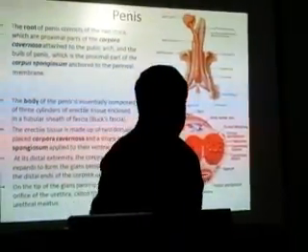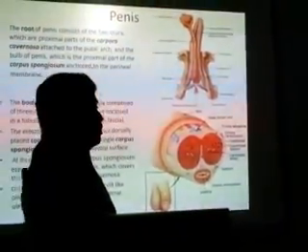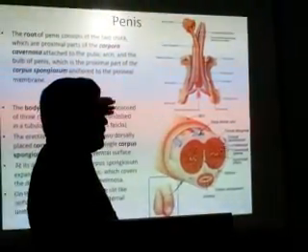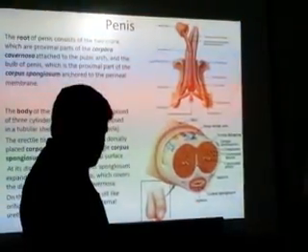So the same as I explained till now, the corpora cavernosa continue proximally with the crura, and the corpus spongiosum continues proximally with the bulb of the penis. So the same thing.